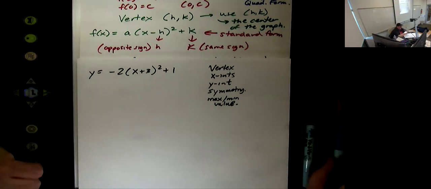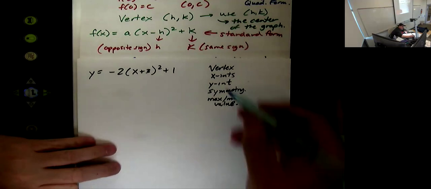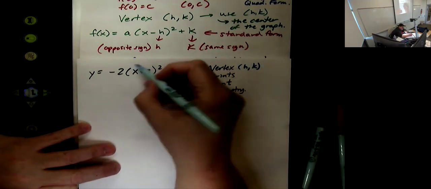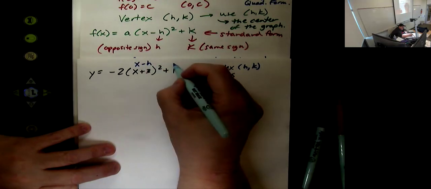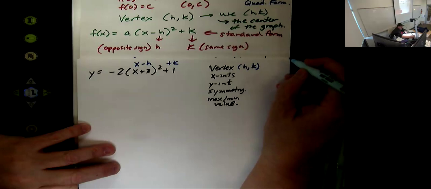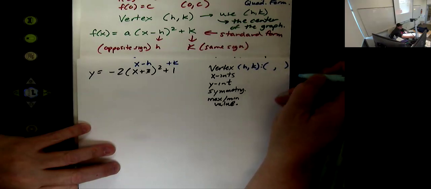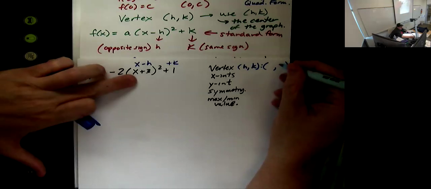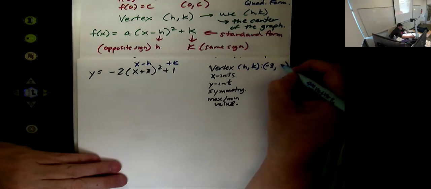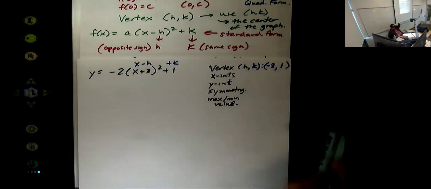So remember, my vertex is in the form (h, k). And this looks like x minus h, and that's plus k. So what should I have for my vertex? Negative 3, so it's the opposite sign of what's on the inside, and the same sign as the one at the end. Negative 3, 1.